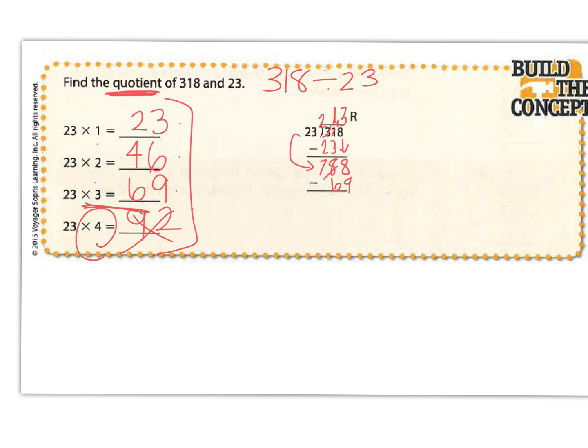So we got to borrow from there, though. 7, this becomes 18. 18 minus 9 is 9. 7 minus 6 is 1. So our answer is 13, remainder 19. Sorry, that got a little messy right there, but the answer is 13, remainder 19.